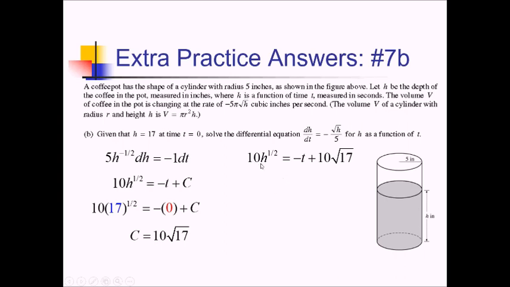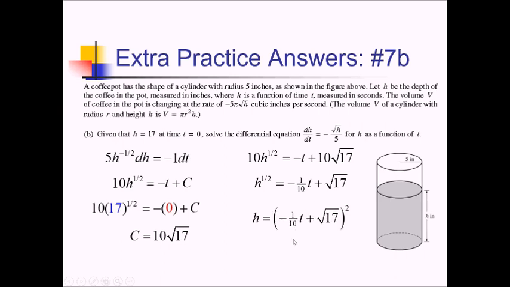And now I have to isolate h. So divide both sides by 10. That's negative 1/10 t plus just radical 17. And then finally, we just have to square both sides. So we have h equals all the stuff over here on the right inside a big old squared parentheses.